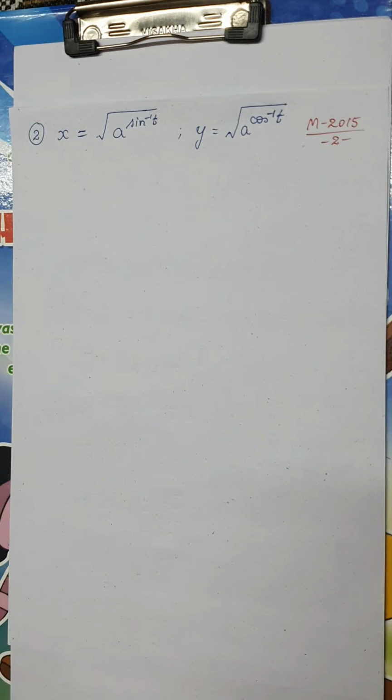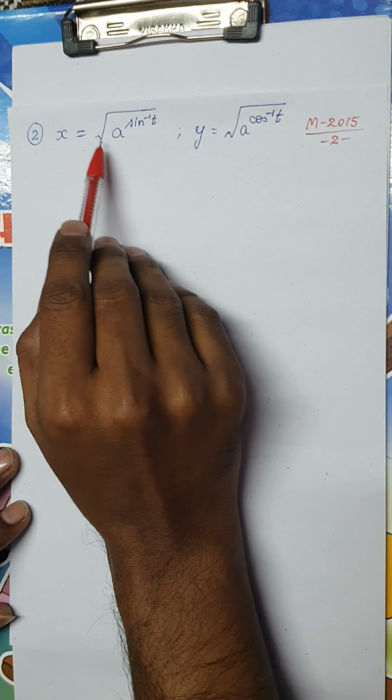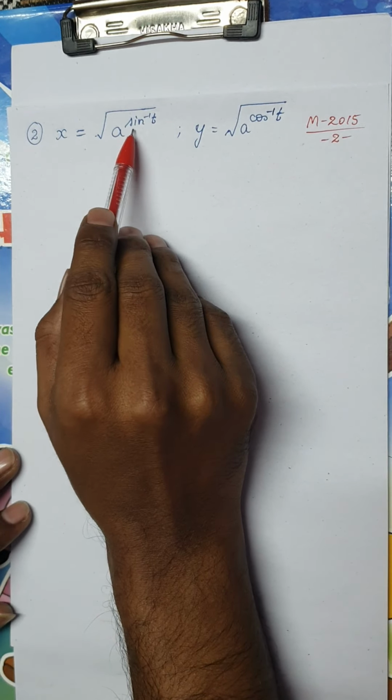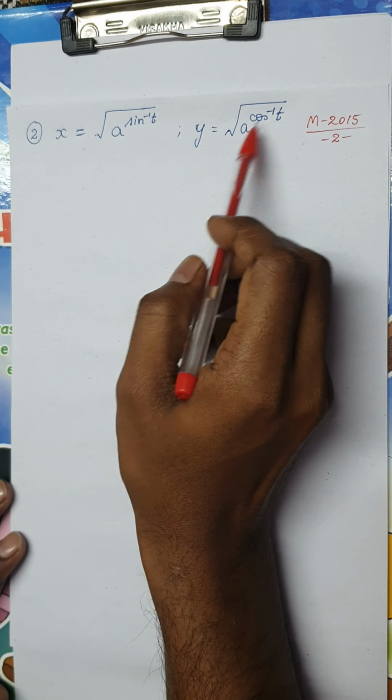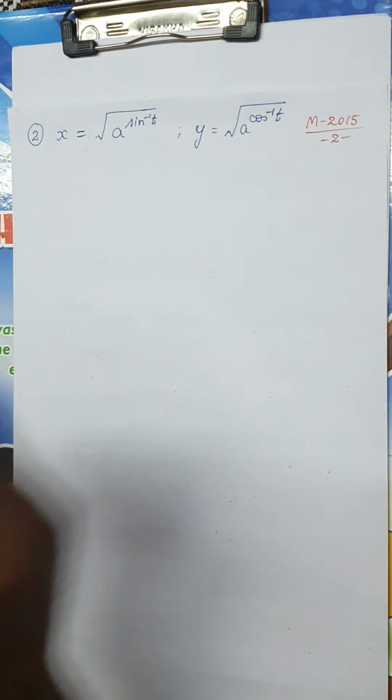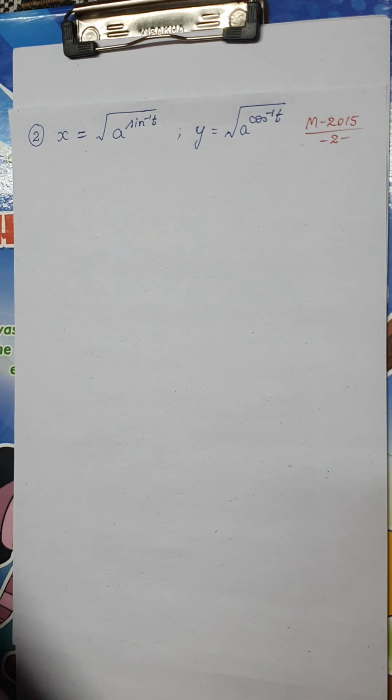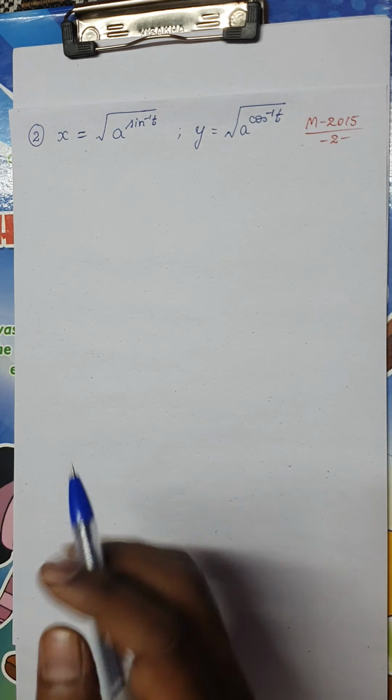So the next question goes like this: I have x is equal to square root of a power sin inverse t and y is equal to square root of a power cos inverse t. Now I have to find dy by dx. Okay, now let us do it.